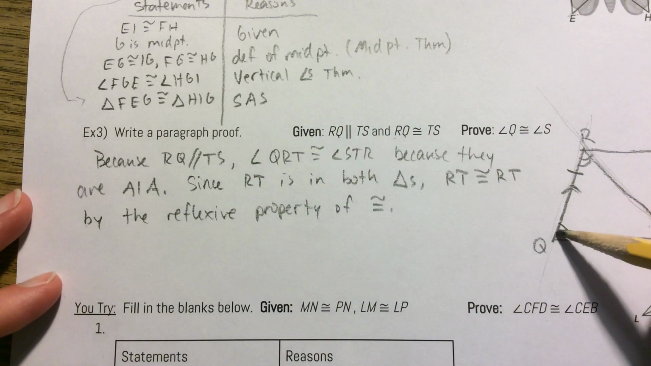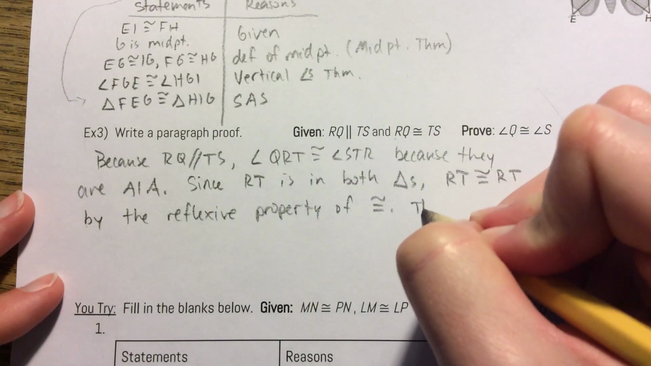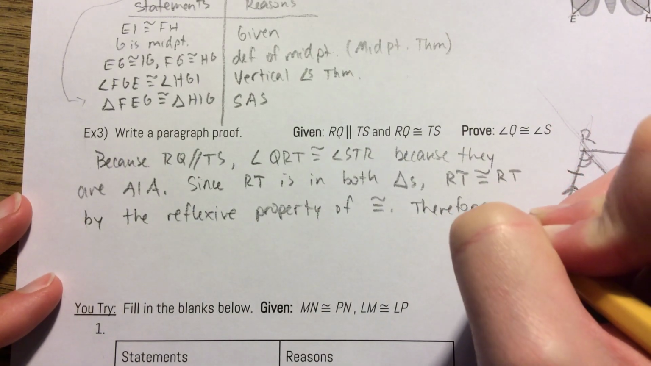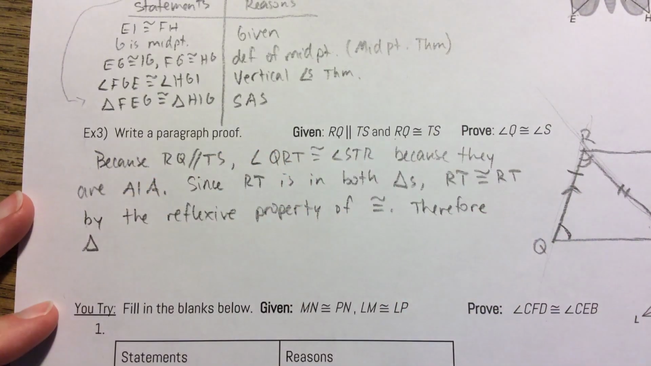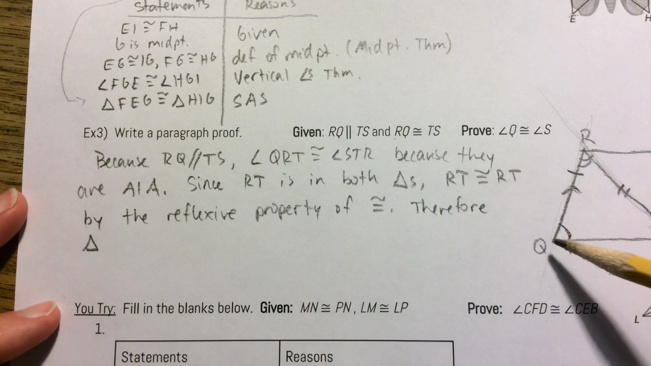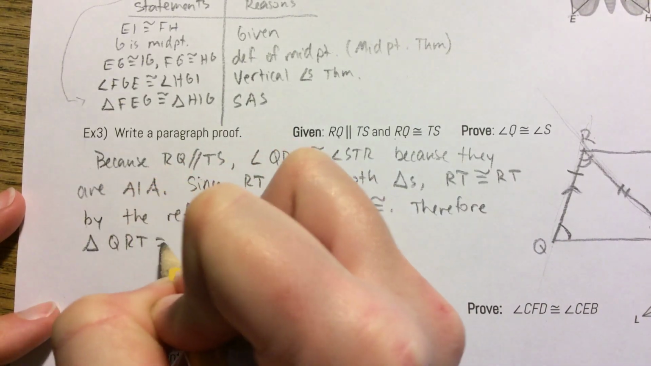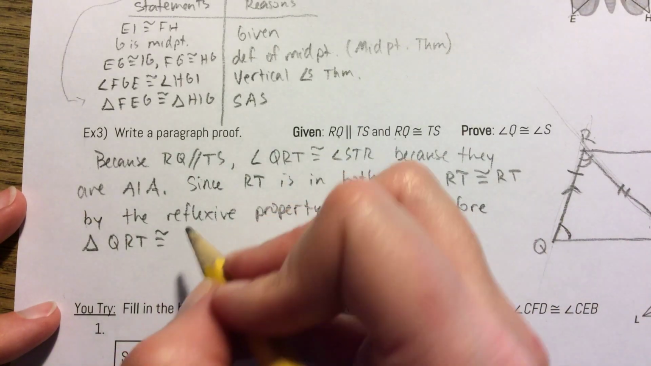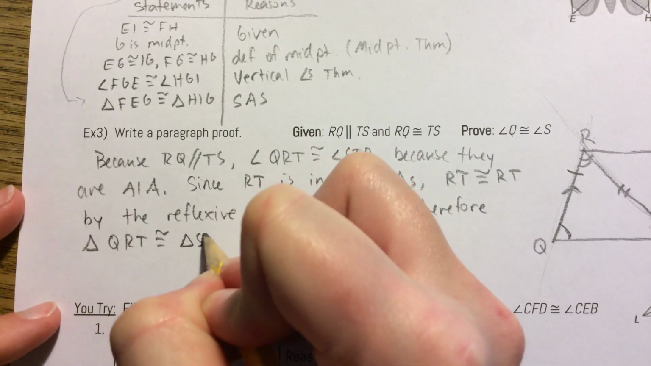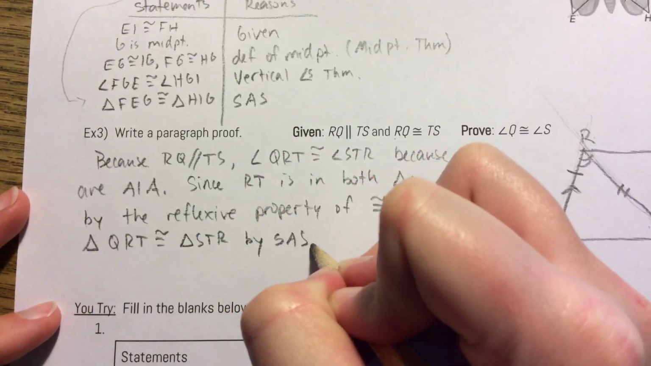Therefore, so now we have a side, an angle, and a side. So therefore, I'm going to say that these triangles are congruent. So I'm going to say QRT is congruent to STR by side, angle, side.